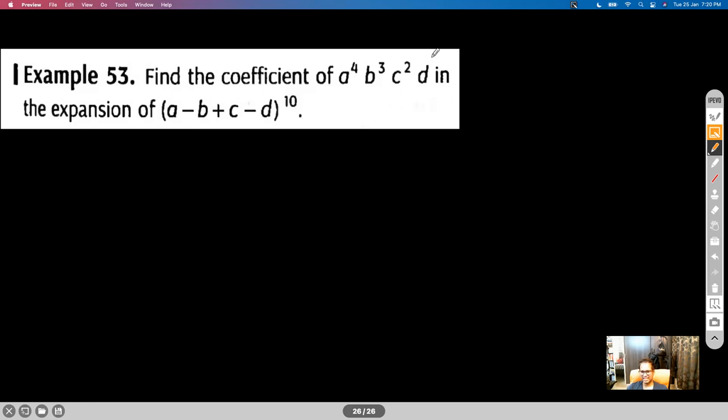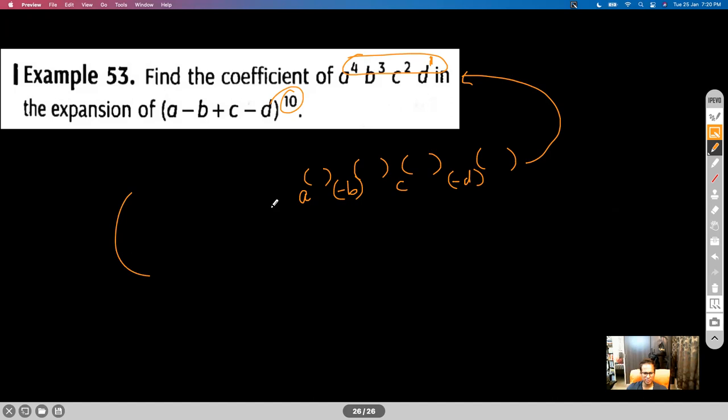Okay, so first thing that you would observe here is that this sum should add up to 10. So there is some power of A, some power of minus B, some power of C, and some power of minus D, which is actually resembling this expression. And it will be preceded by, let's say I call these numbers alpha 1, alpha 2, alpha 3, alpha 4. So it will be having a coefficient which is 10 factorial by alpha 1 factorial, alpha 2 factorial, alpha 3 factorial, alpha 4 factorial.